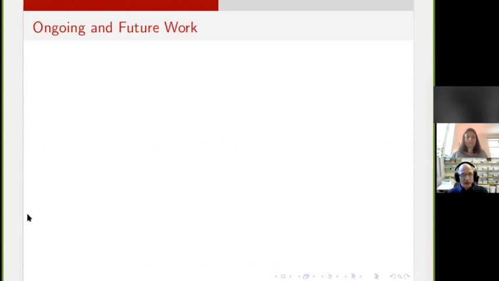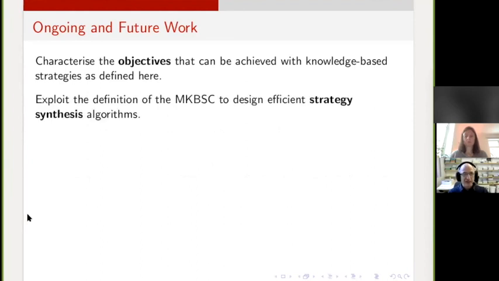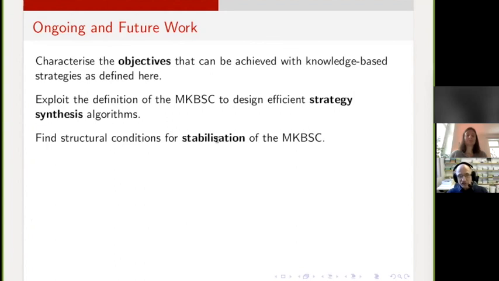Very quickly, what we are working on currently is this very interesting question: what is actually achievable with knowledge-based strategies? Can we characterize the classes of objectives that can be solved with this type of strategies? Then, can we improve upon the existing strategy synthesis algorithms? We believe that yes, because of the specifics of how our construction is defined. We already have some heuristics that behave better than the current algorithms. What are the structural conditions for stabilization? By looking at the game graph, based on some structural properties of that graph, can we foresee that the expansion will eventually stabilize?